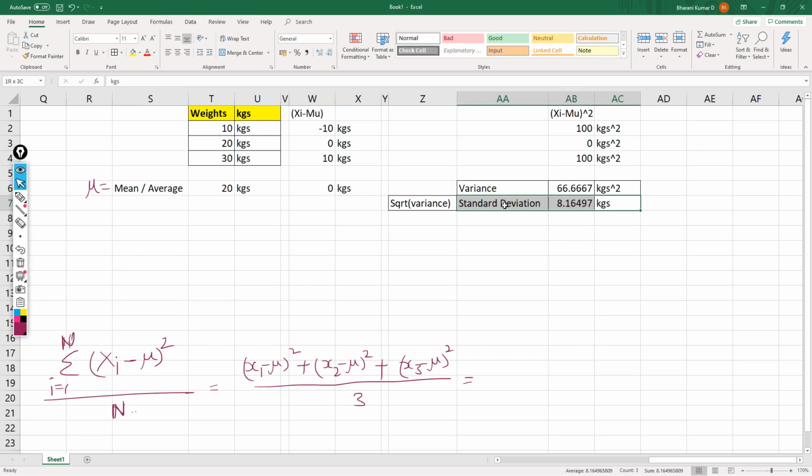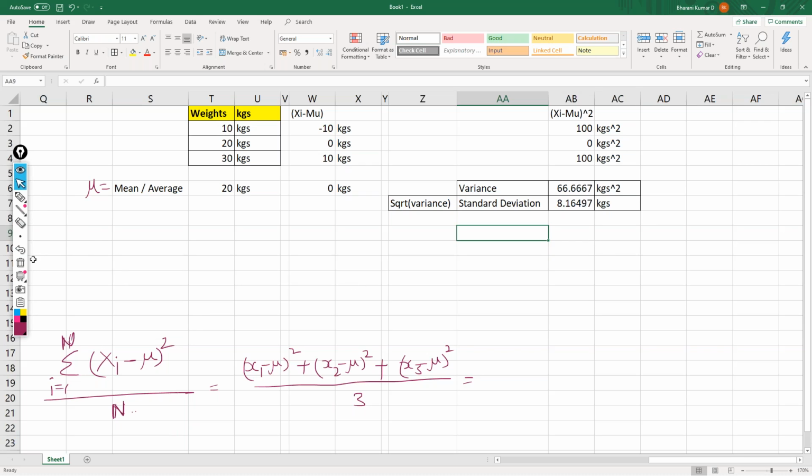And usually in practical settings, people use standard deviation as a measure. Hey, is my sales fluctuating? Oh yeah, sales is fluctuating by $8, and so on and so forth. Those kinds of statements can be made.